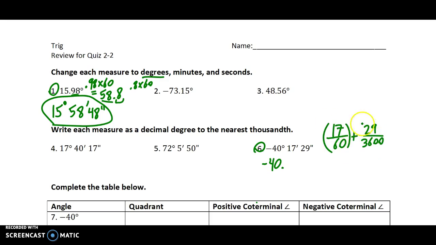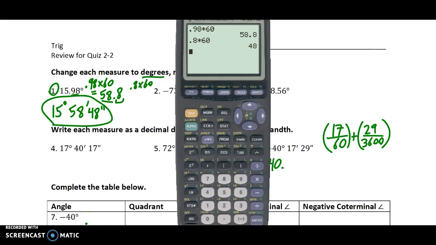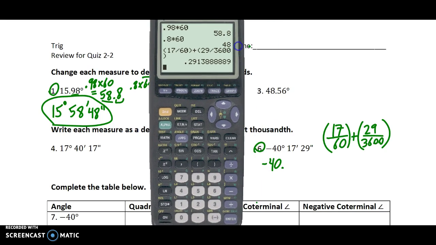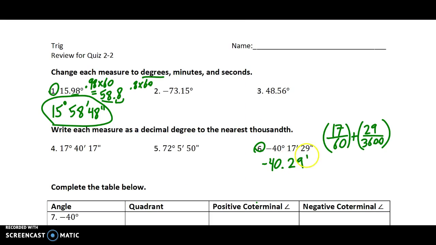If you type this in your calculator as is, whatever decimal you get, that's what you're going to have after the decimal point. Just type it in as is. No need to worry about anything else. There we go. Finally working for me. So if I hit enter, I get some crazy long decimal. You'll notice your instructions say to the nearest thousandth. That means 3 places. So in this case, it'll be 0.291. So negative 40.291 degrees. Good news is you can always go backwards and check your answer a little bit. Obviously, it's going to be slightly off, but you can do what you did in number 1 to check your answer to number 6.